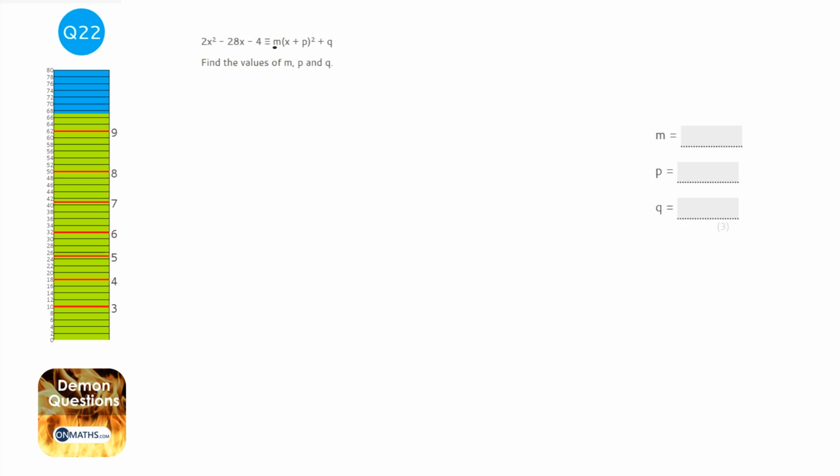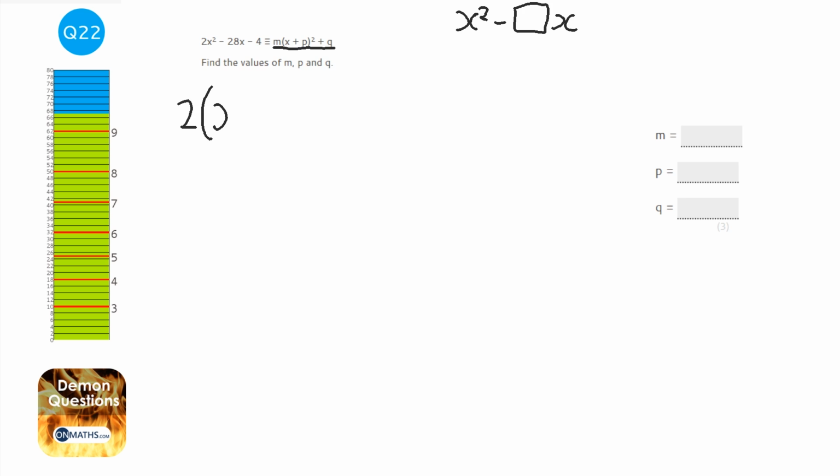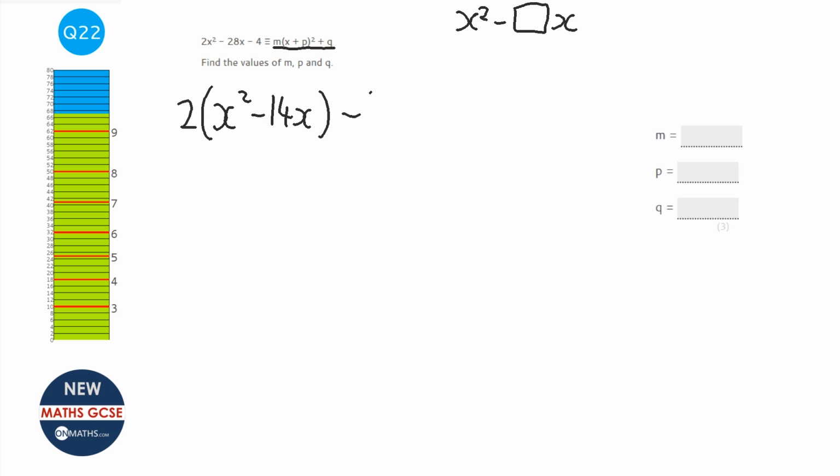Looking at the structure of the answer, it looks very much like we're going to have to complete the square. Now, to complete the square, we need x squared minus something. Okay. Now we've got 2x squared, and so minus something x. We've got 2x squared minus 28x. So we're close to getting that, but we haven't quite got that. So what we need to do is factorize the 2 out first. So 2 brackets x squared minus 14x. And then I'm just going to add the minus 4 at the end.